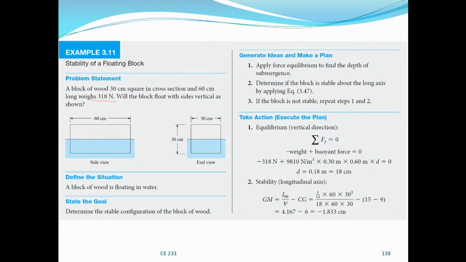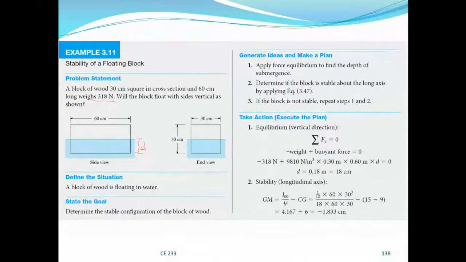A block of wood is floating in water, and the goal here is to determine the stable configuration of the block of wood. So how do we approach this problem? We have to apply force equilibrium to find the depth of submergence. Then we have to determine if the block is stable about the long axis by applying equation 3.47, and if the block is not stable, we have to repeat steps 1 and 2.